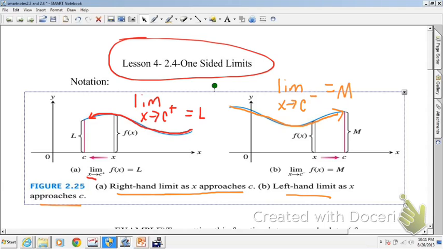Okay, this is considered a right-hand limit, limit as x approaches C from the right, and this one is considered a left-hand limit, limit as x approaches C from the left. Okay, that's just to familiarize you with this kind of notation. Okay, let's see what's next.